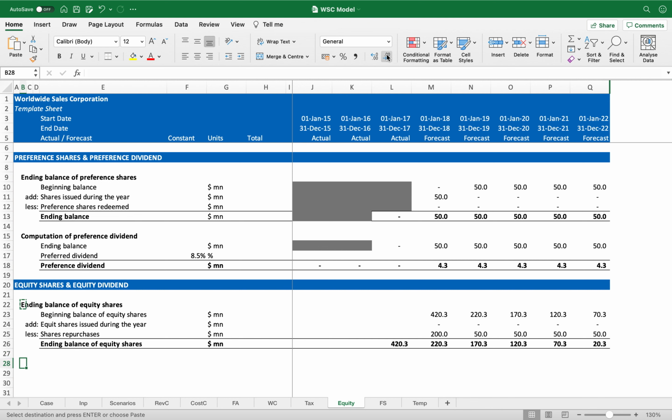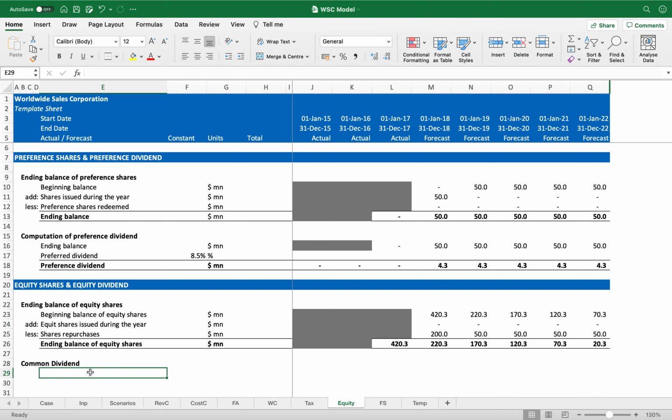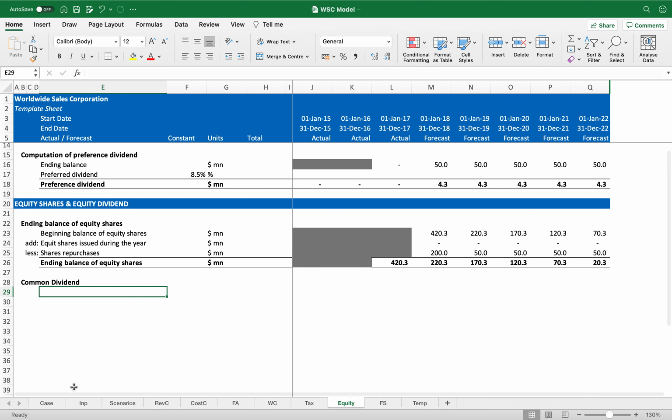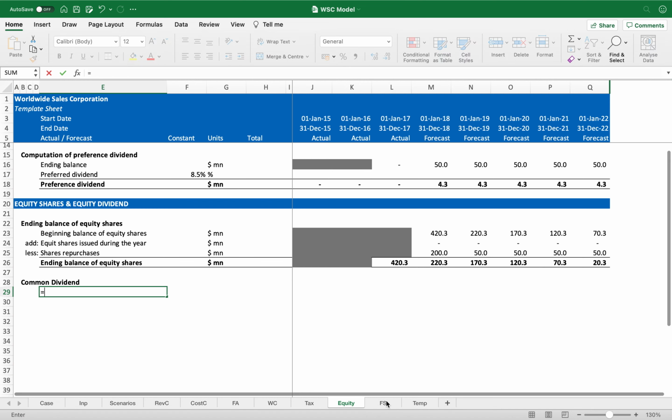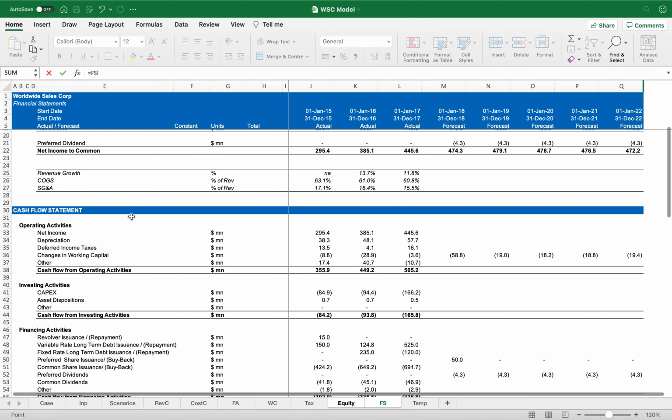The next computation is common dividend. Guys, I really hope you are able to catch up. There are a lot of computations that we are doing. You might have started to get the feel of financial modeling by now. Common dividend. Now, how can we compute the common dividend? If you remember, this was 20% of the net income to common. So shall we link it to net income to common? Yes.